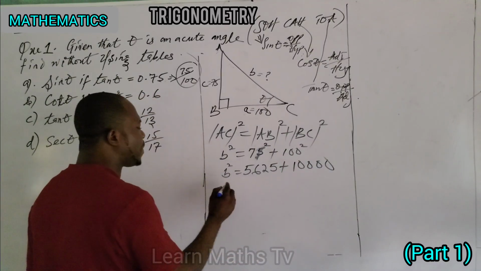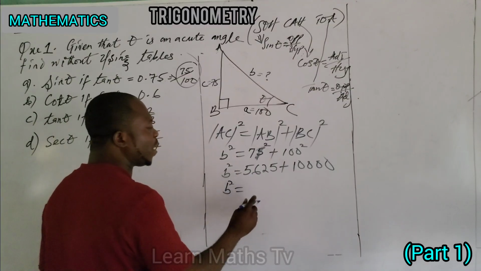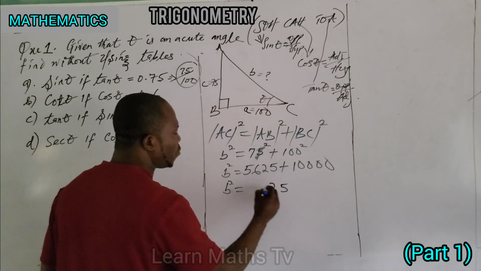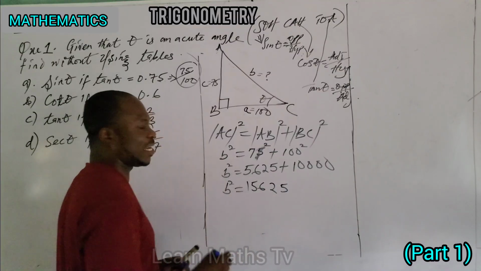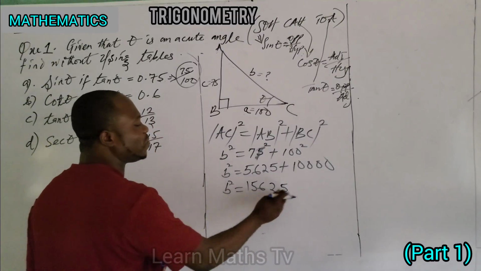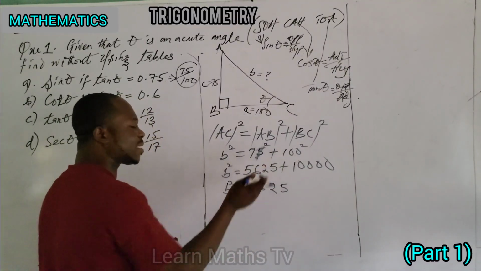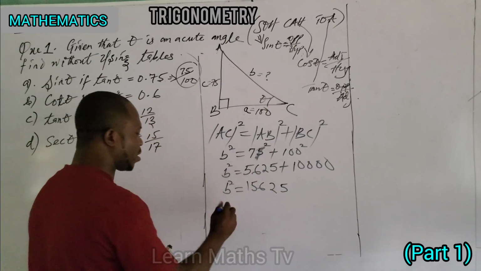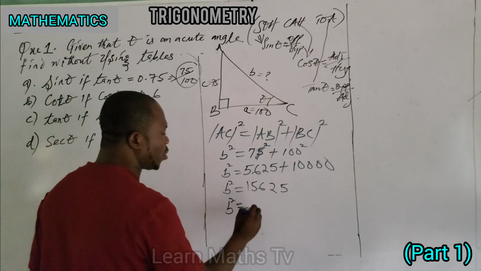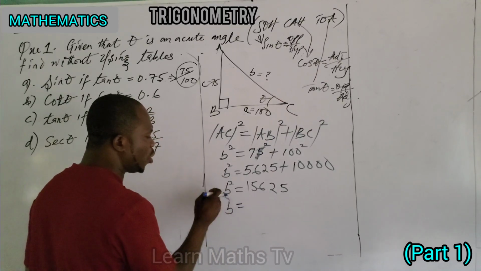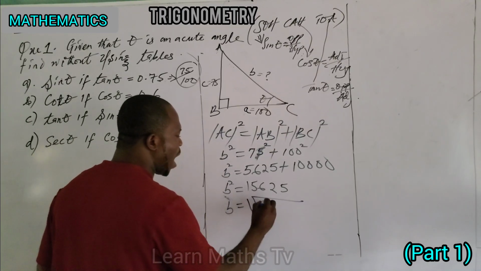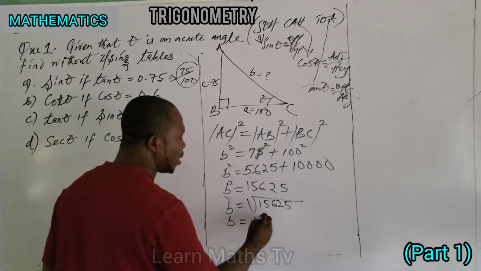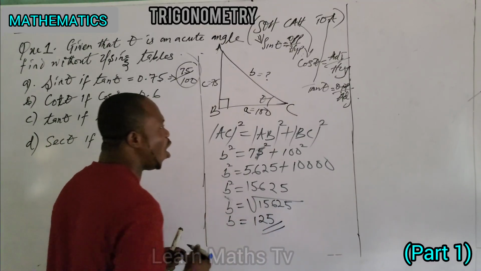So how are we going to solve for B? B squared is going to be this plus this, and adding them gives us 15625. So our B is going to be the square root of 15625, and our B is going to be 125, and that is all.